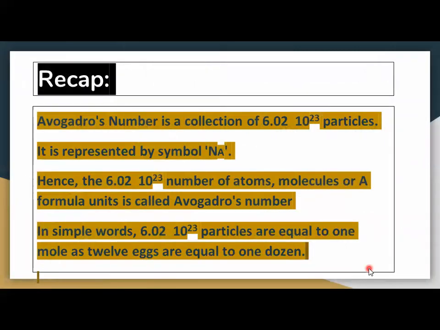So, recap. Avogadro number is a collection of 6.022×10²³ particles. This particle may be atom, ion, or molecule. It is represented by the symbol Na. Both are capital, and A is written as a subscript. Hence, 6.022×10²³ atoms, molecules, or formula units is called Avogadro number. In simple words, 6.022×10²³ particles are equal to 1 mole, as 12 eggs are equal to 1 dozen.